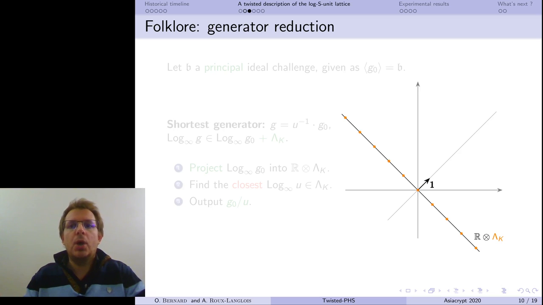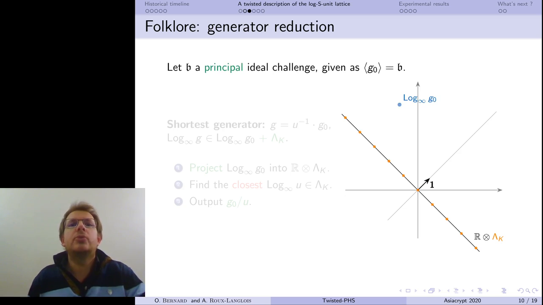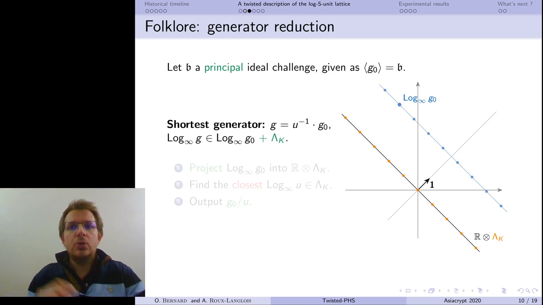And so how do we use it? Why is it important to reduce generators? Let's suppose you have a principal ideal challenge, and I have already solved the principal ideal problem, so it's given as its generator. So I know a G0 which generates B. And I can look at the logarithmic embedding of G0, so I end up somewhere in that space. And fortunately, all the solutions to the principal ideal problem are on that line, the translation of this generator G0 by some units. So I drew all the solutions here.